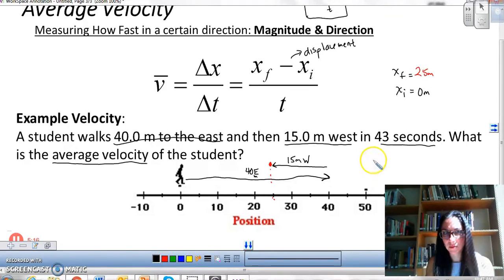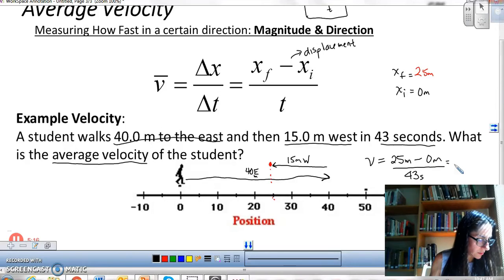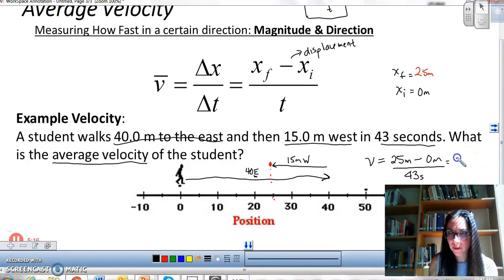Okay, so let's calculate the velocity. It's going to be 25 meters minus 0 meters. That's my x final minus my x initial, divided by the change in time, 43 seconds. So when I calculate this, I get 0.58 meters per second. Again, meters per second comes from the units of meters and seconds right here. And since we're dividing, that's where the division sign comes from.